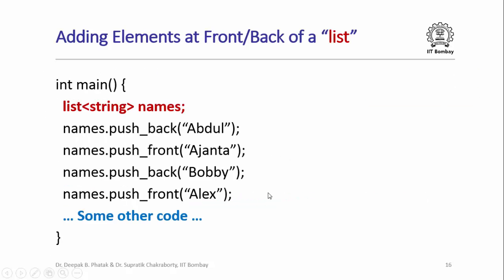Now how do I add elements at the front or back of a list? The list class actually provides very convenient member functions for achieving this. So for example, here I have created an empty list of strings, and the name of the list is names. So that's the empty list. It doesn't have any element in it so far.